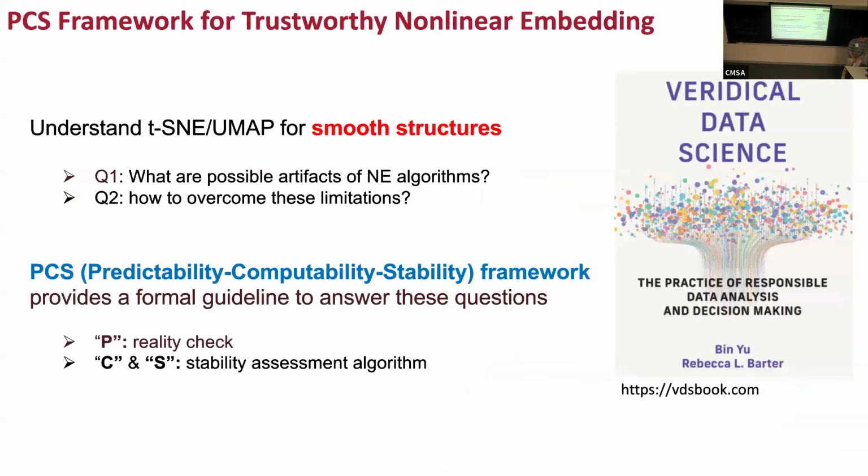So the question we want to ask here is, first of all, what are the possible artifacts of those algorithms when applied to data sets that contain smooth structures? Second, how to overcome those limitations. And in this connection, we collaborated with a group at UC Berkeley. In recent years, they have been dedicated to this PCS framework, basically promoting the stability principle in statistical procedures, and they published a book on this.